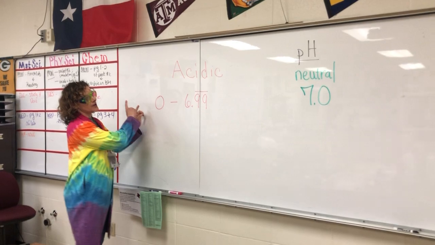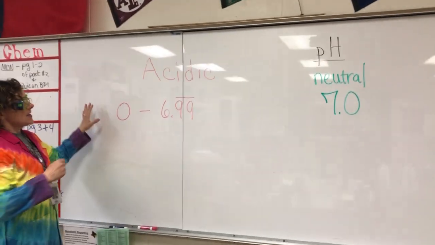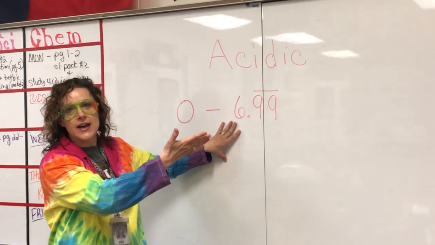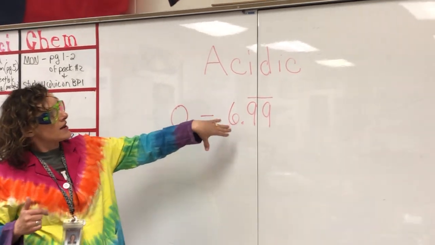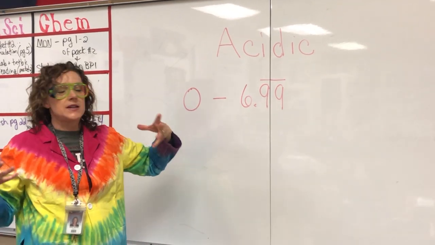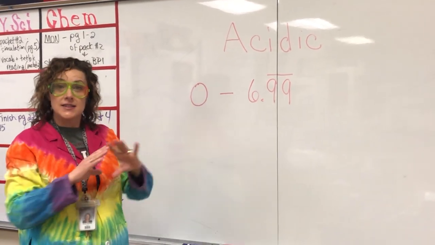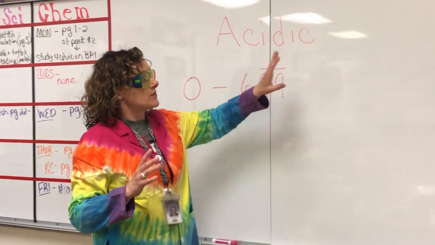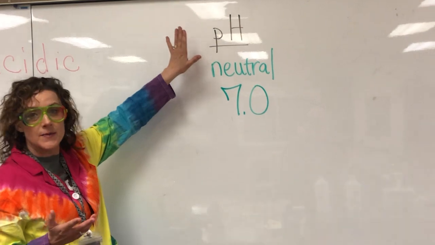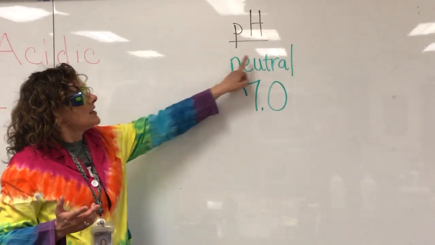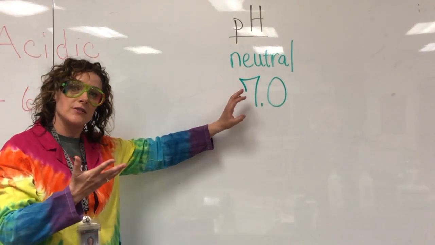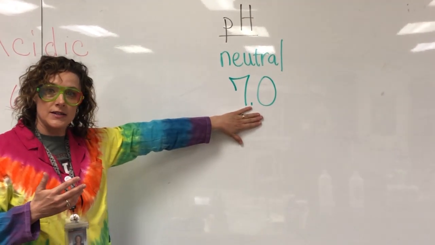that our scale goes all the way from 0 to 14. 0 to 6.99, I mean, technically if it's not at 7 yet, then it's not neutral. So anything under 7 we would consider acidic. And we're going to learn that what that really means is the concentration of hydrogen ions that are available in that solution. So when we say pH, and you'll see that in the lesson eventually, that's talking about the concentration of hydrogen ions. Neutral means that there's not an over amount or an under amount, and that is going to be 7.